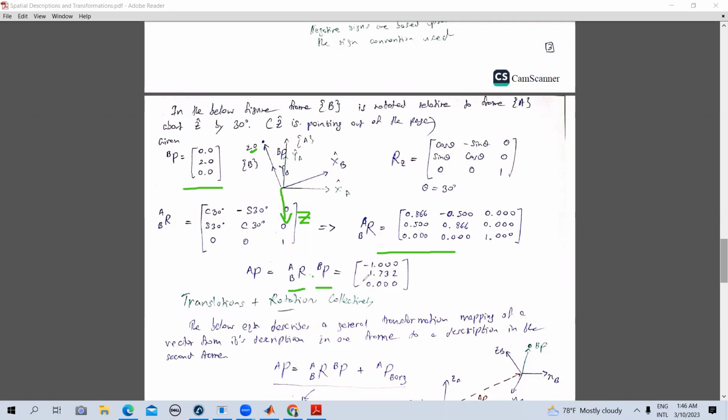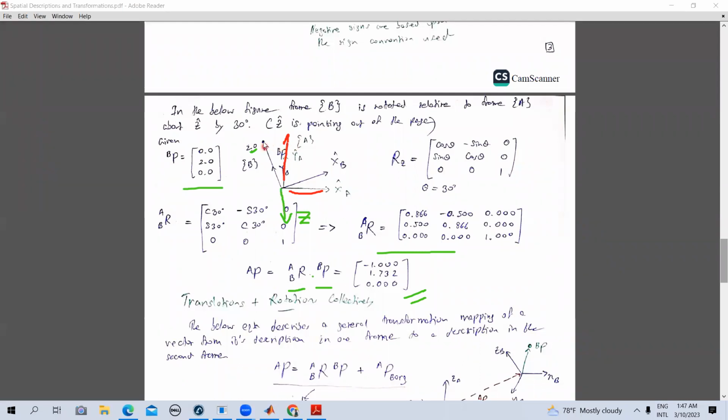This is simply the position of this point with respect to A, the A frame. So with respect to A, this is what you get. If you look at this in an intuitive manner, looking at this frame, you can see that this particular point has a Y value, and the Y value is positive, right?